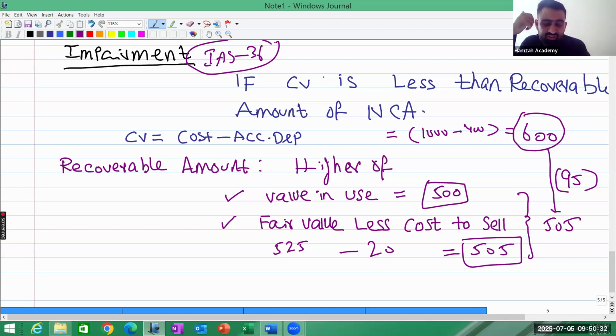Value in use is the value which you can generate from the usage of the asset. Fair value less cost to sell is the value which you can generate by selling the asset. So if the carrying value is more and the recoverable amount is less, that means your asset has been impaired, so there is need to record an impairment loss. Like in this example, we have recorded an impairment loss of 95.